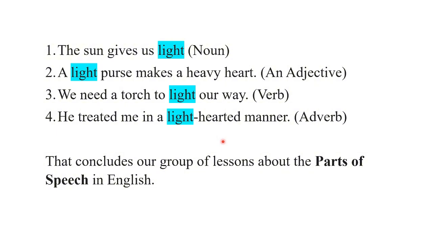So we must understand that one word may play different roles in different sentences. In the first sentence, light is a noun; in the second, the same word is used as an adjective; in the third, as a verb, to light; and in the fourth, as an adverb. With this, we conclude the lessons about parts of speech. We assume that we have learned properly and clearly what the parts of speech are in English.